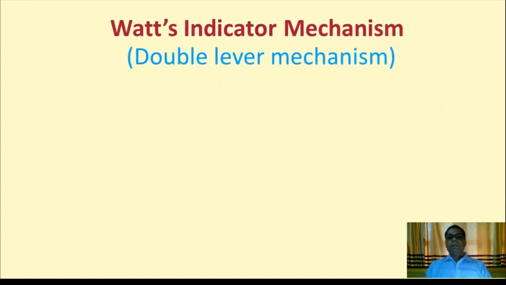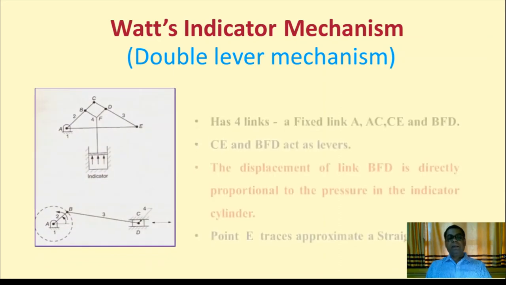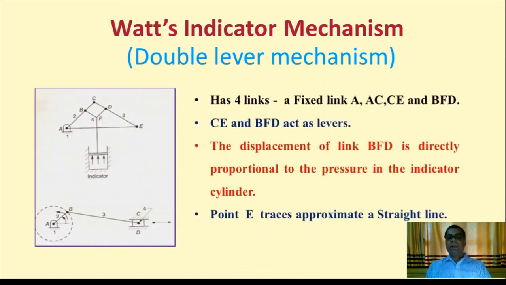Next one is Watt's indicator mechanism or double lever mechanism. Here you can see it has 4 links: a fixed link A, AC, CE and BFD. Now CE and BFD act as levers. Please look at the diagram once again. CE and BFD act as levers.